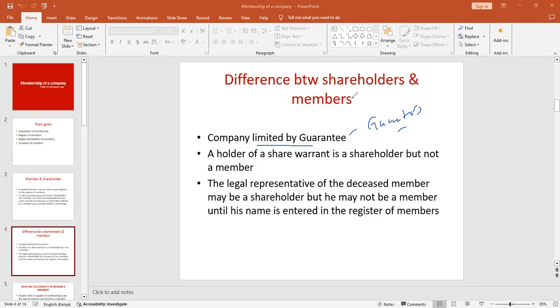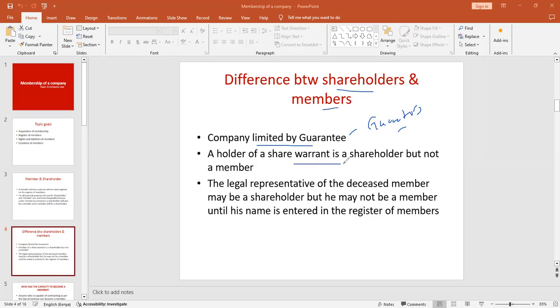So the number of shares you have, right? In short, acquisition of shares. You have to buy shares. But with a guarantor, it simply means you gave some money to the company, which they're going to pay back anyway. So that means a company limited by guarantee versus a company in which people are limited by shares. That will create the difference between shareholders and members.